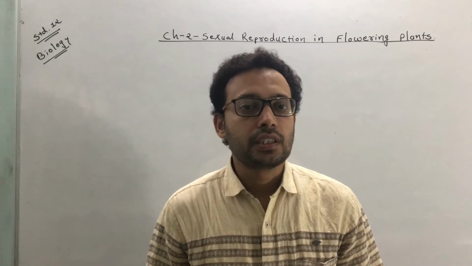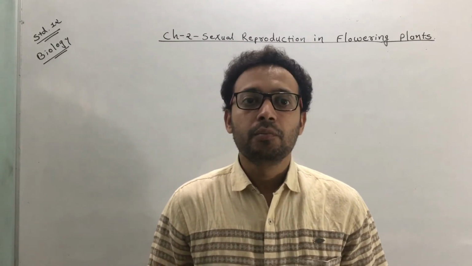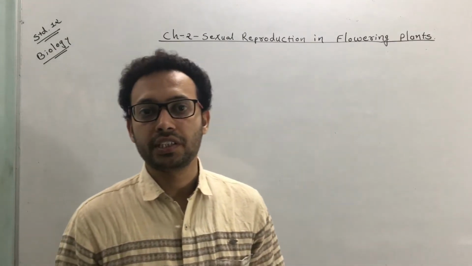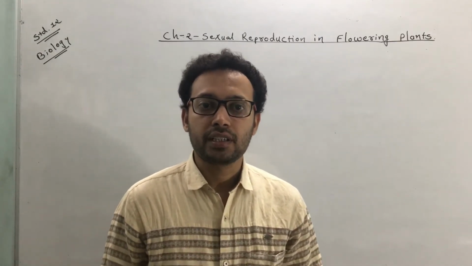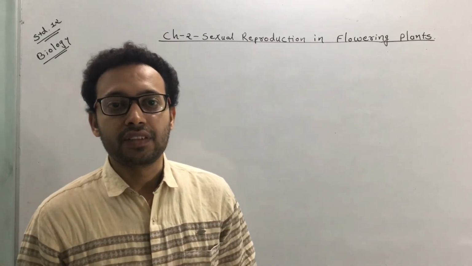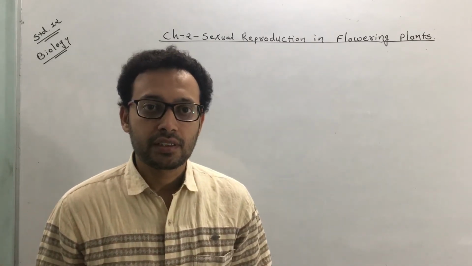We have also discussed the agents which help in pollination, which we call pollination agents. There are two types of pollination agents, biotic and abiotic agents. I hope all of you have referred to the notes and prepared them.